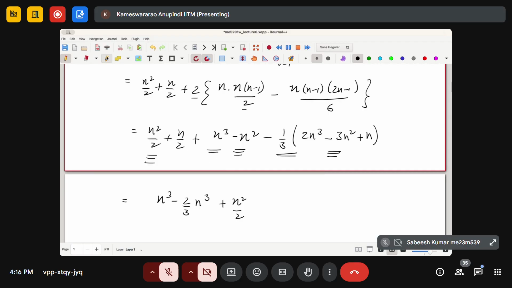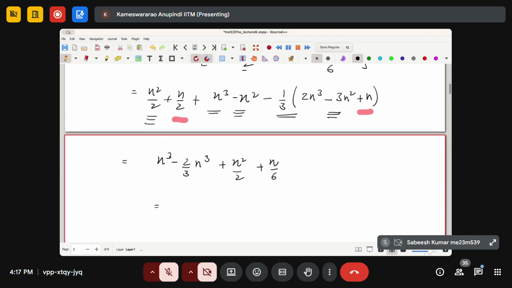Then we have n by 2. This is n by 2, and then this is going to be minus n by 3. That's going to be how much? 1 by 2 minus 1 by 3 is 1 by 6, is it? Okay, that's going to be plus n upon 6. Okay, that is nothing but 1 minus 2 by 3 is 1 by 3. So we have n cubed by 3 plus n squared by 2 plus n upon 6.